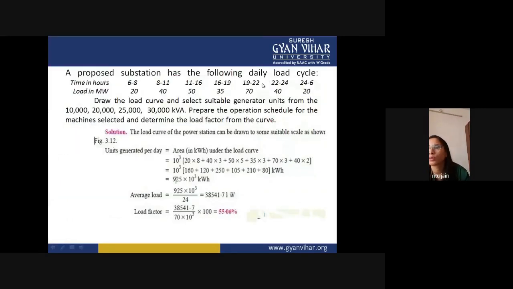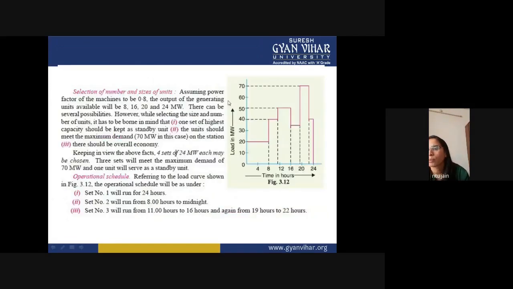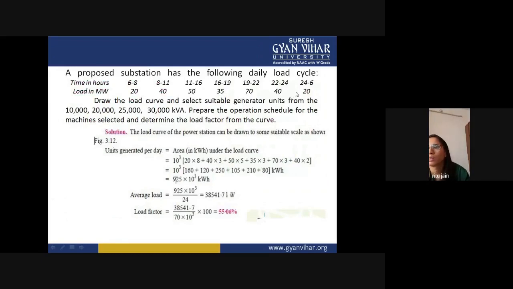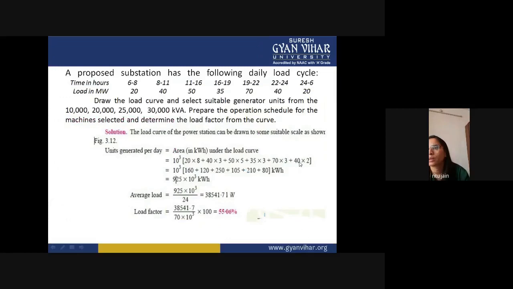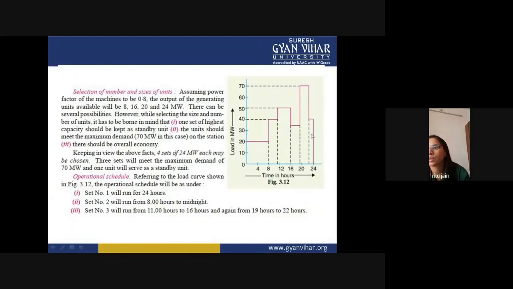Then from 4 p.m. to 7 p.m. you require 35 megawatt. This is your 35 megawatt load, which is required from 16 to 20 hours. Then 19 to 22, from 7 p.m. to 10 p.m. you require 70 megawatt. So from 10 p.m. to the next hours you require 70 megawatt. Again it is getting down, so 10 p.m. to 12 midnight you require 40 megawatt. So this is your load curve.